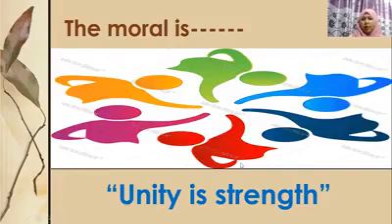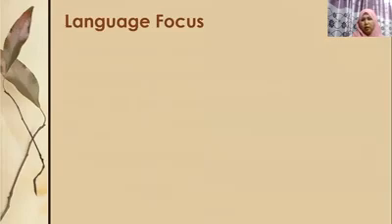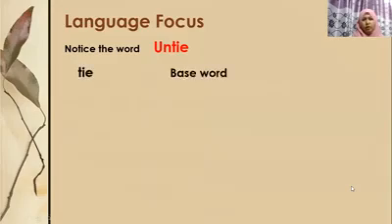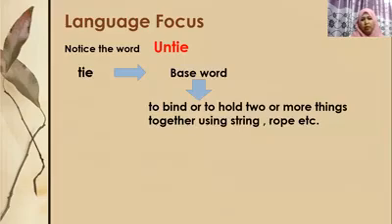So we have some key points from this lesson. So let's see the key points. That means we have some language focus actually. So we will see some words. Notice these words: untie. Untie is from a base word, tie. Tie is a base word, and it means to bind or to hold two or more things together using string, rope, etc.